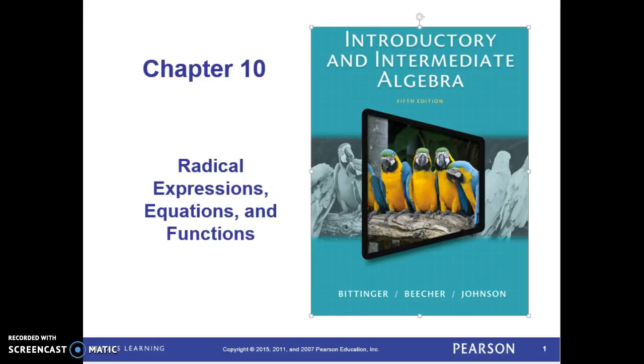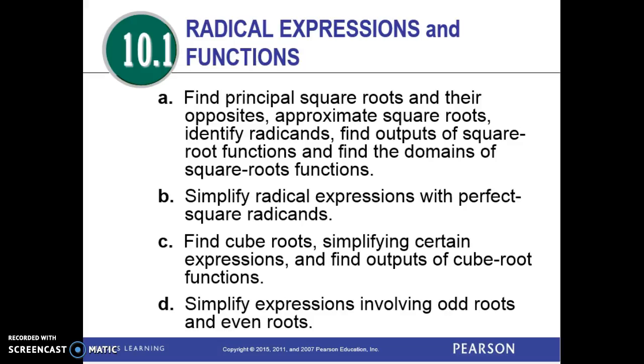If you have any problem with this section, before you move on, please reach out to me so that we can get your questions cleared up. So you're going to be talking about these different topics in this section.